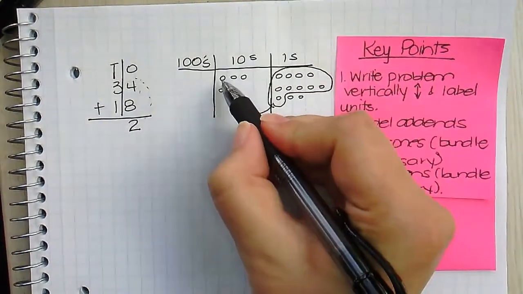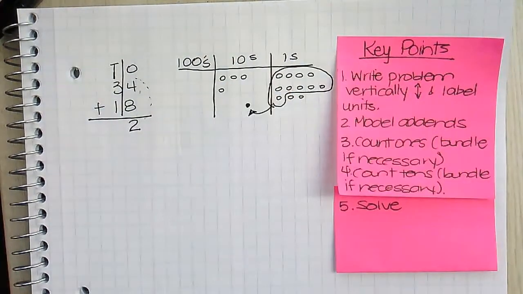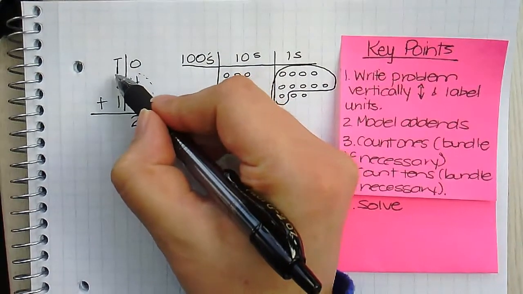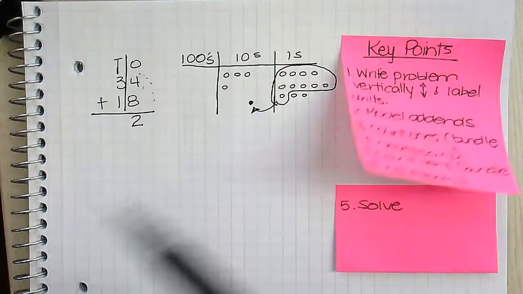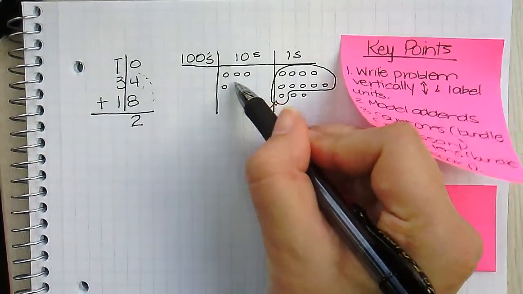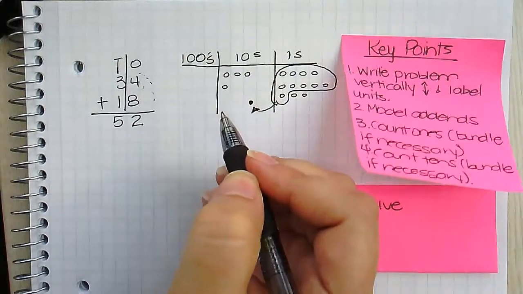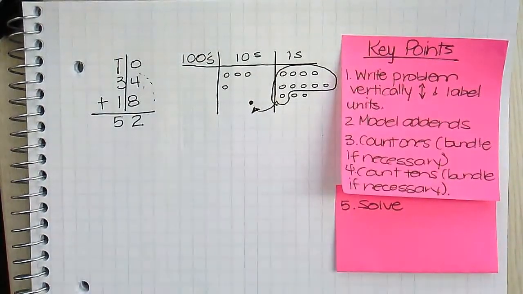I go 1, 2, 3, 4, 5. So we added 1 ten plus 3 tens plus 1 ten, and it equals 5 tens. You see 3 tens, 4 and 5. This is what it represents, boys and girls. So 34 plus 18 equals 52.